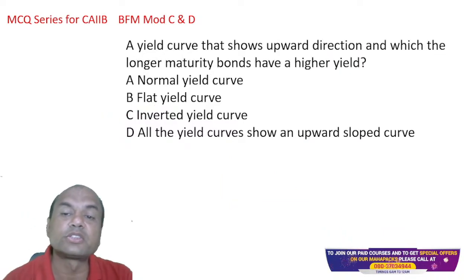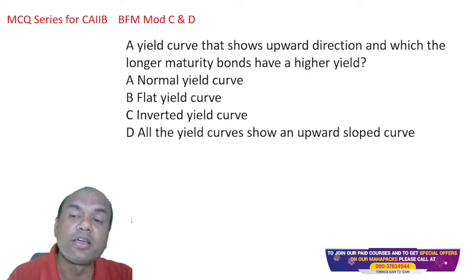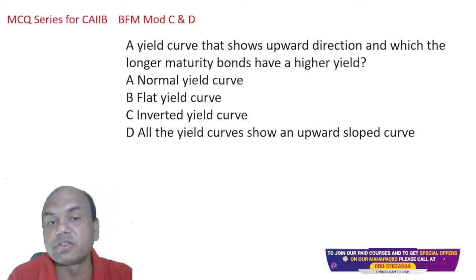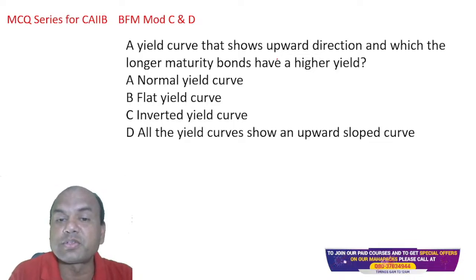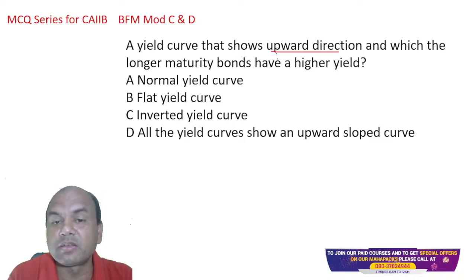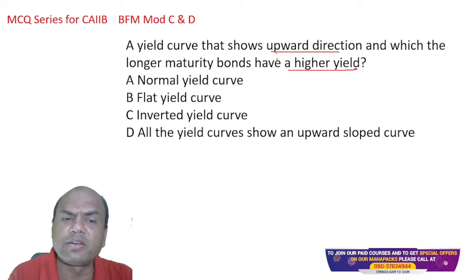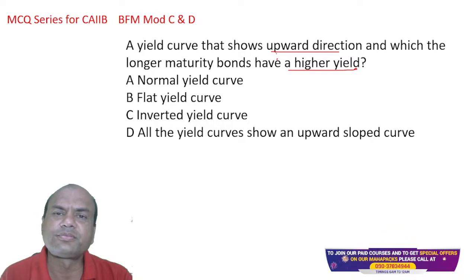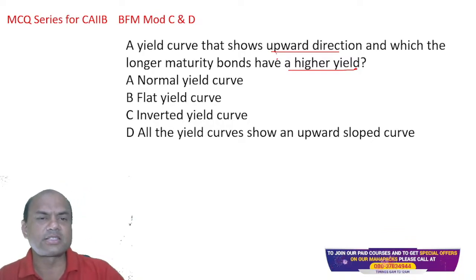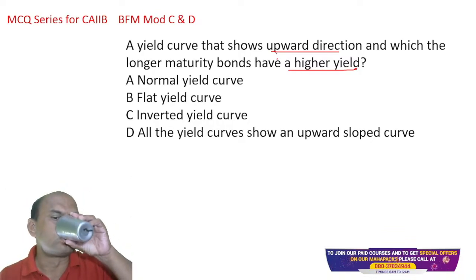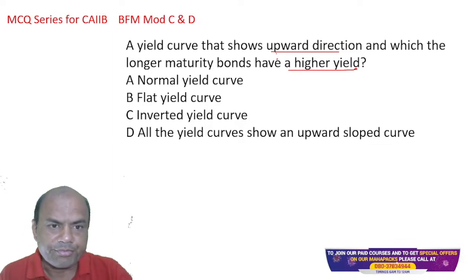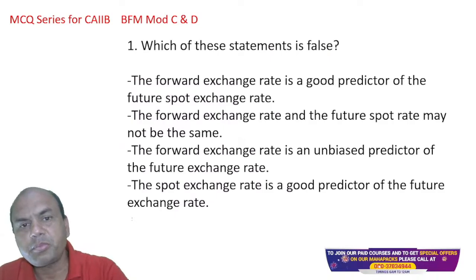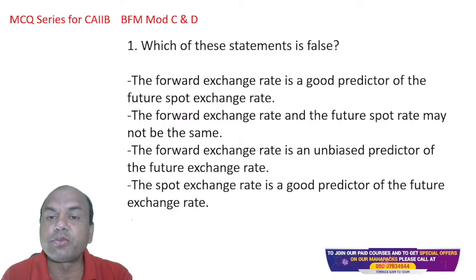A yield curve that shows upward direction and in which long maturity bonds have higher yields is known as. If any yield curve is showing upward direction and long-term bonds are having higher yield, we just saw it, isn't it? What is the answer? A, B, C, or D? Type it in the comment section. Correct? Normal.